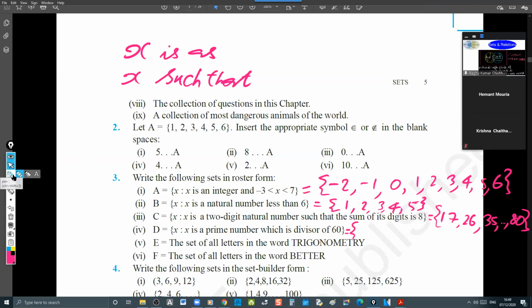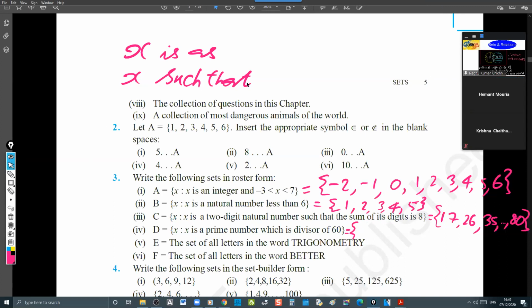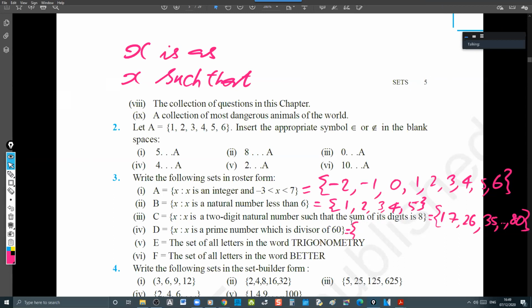Fourth one. X is a prime number which is a divisor of 60. So 2, which is a divisor of 60, yes. 2 is a prime number. Okay, so even 3 is. Correct.